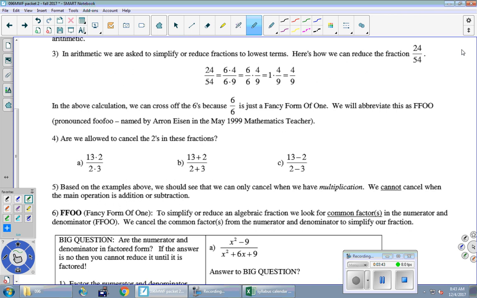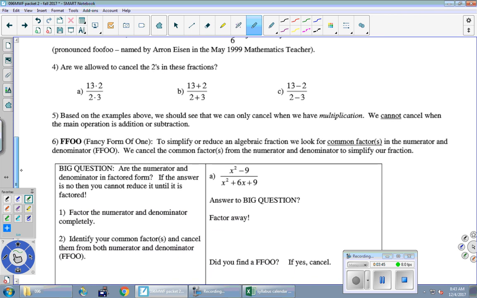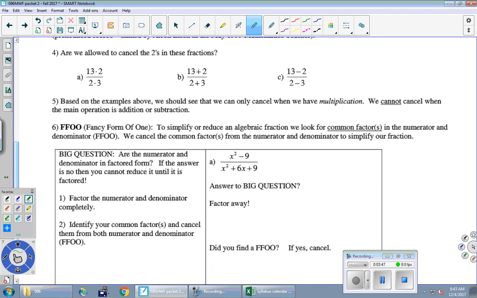Let's take a look at this example here, number 4. Are we allowed to cancel the 2's in these fractions? So the first one involves multiplication, 13 times 2 over 2 times 3. The second one is addition, 13 plus 2 over 2 plus 3. And the last one is subtraction, 13 minus 2 over 2 minus 3, okay? In each of these cases, we've got 13's and 2's in exactly the same spots. The only thing changing is the operation. So let's see in which of these cases we're allowed to cancel. Okay, 13 times 2.